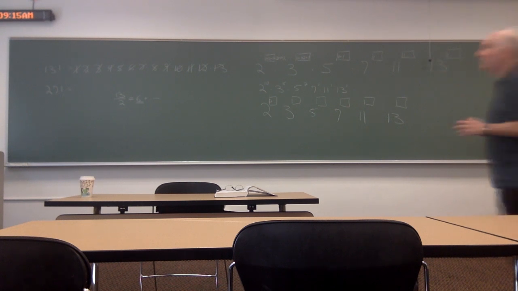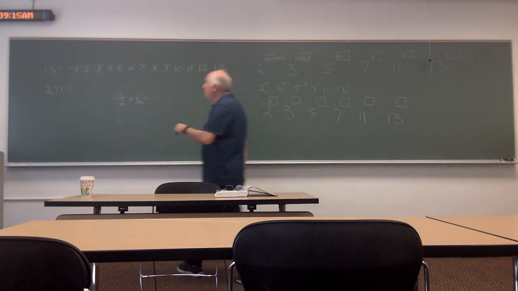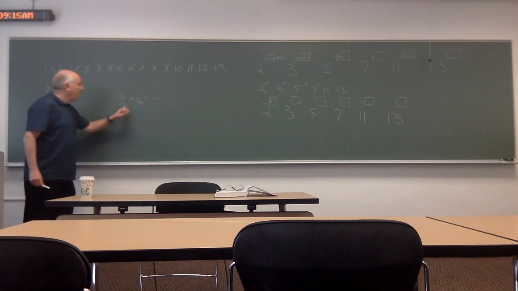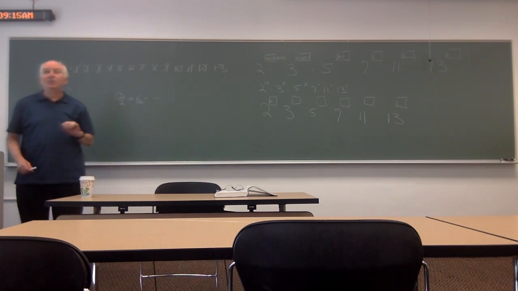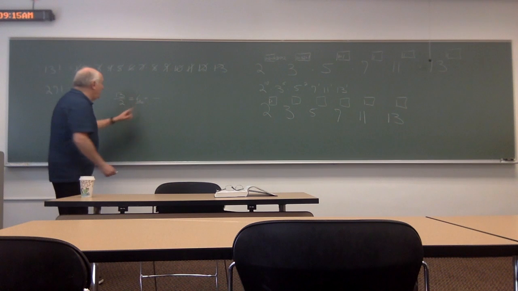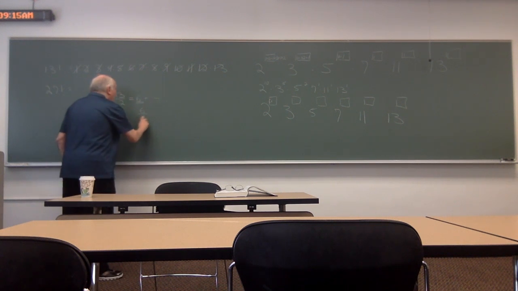Well, here's the procedure we do. We start with 13, divide by 2. We got 6 of these numbers are multiples of 2. But then you take this and divide by 2.